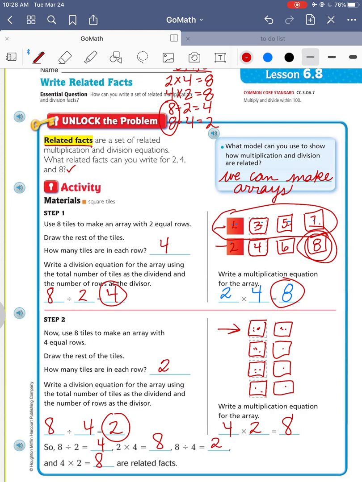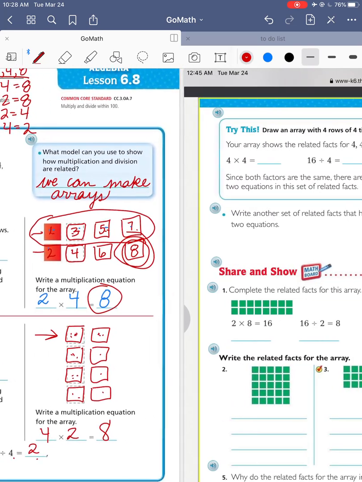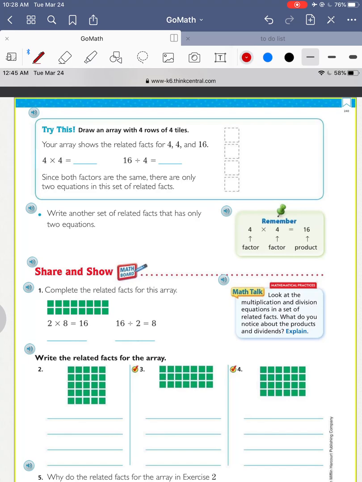If we went through, you can find an 8, 2, 4 in each one. All of them have those same 3 numbers, just in a different order depending on the fact. Turn the page.